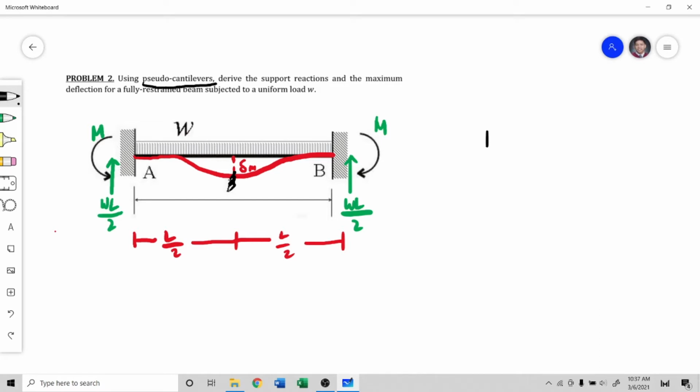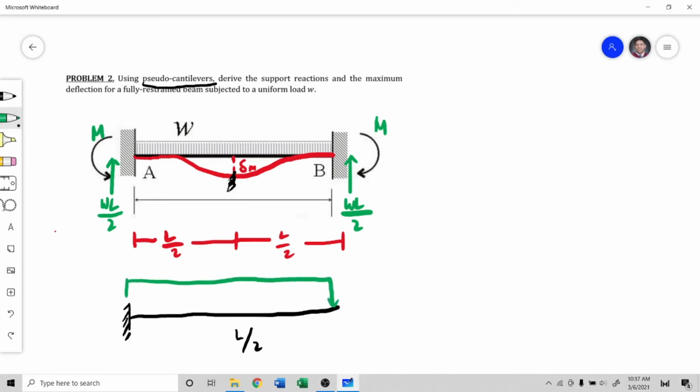So, pag in-isolate natin yan, dito na lang sa baba, we will have a fixed support at the midspan, a cantilever beam with a length equal to L over 2. Then, meron tayong uniform loads na omega applied all throughout the beam. Then we have a point load, omega L over 2. And finally, a moment, M. So ito yung ating pseudo-cantilever section. Ang hindi natin alam dito is M.